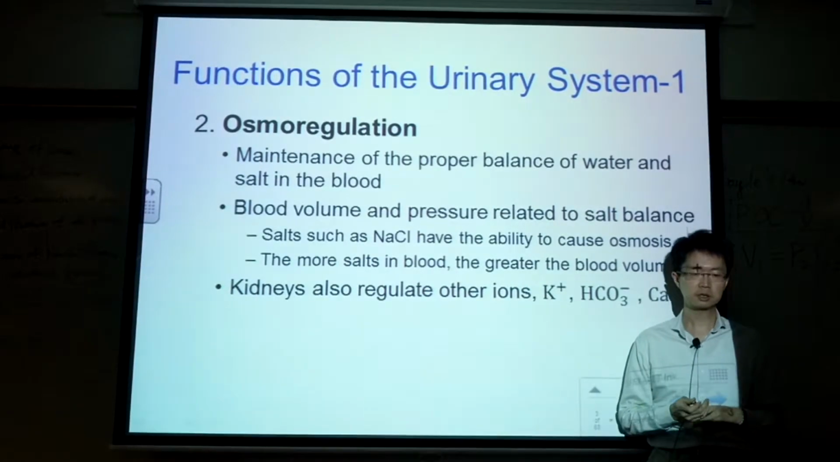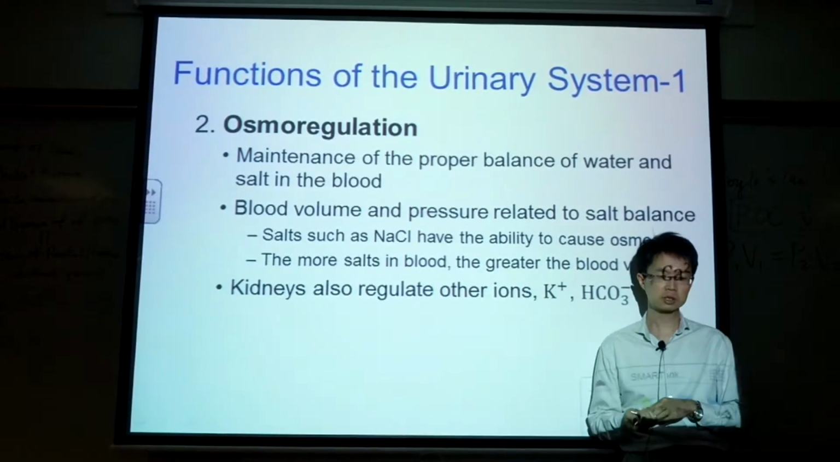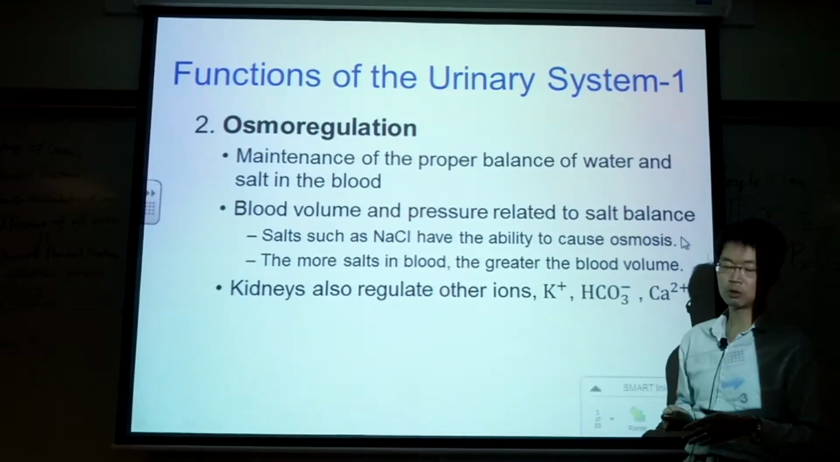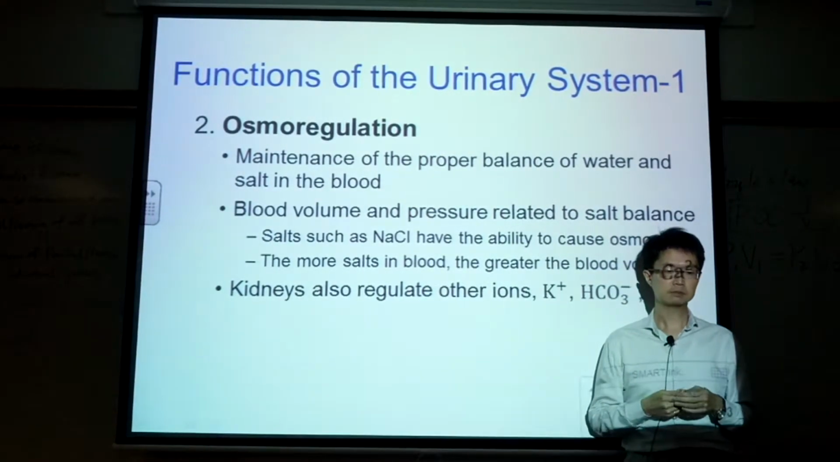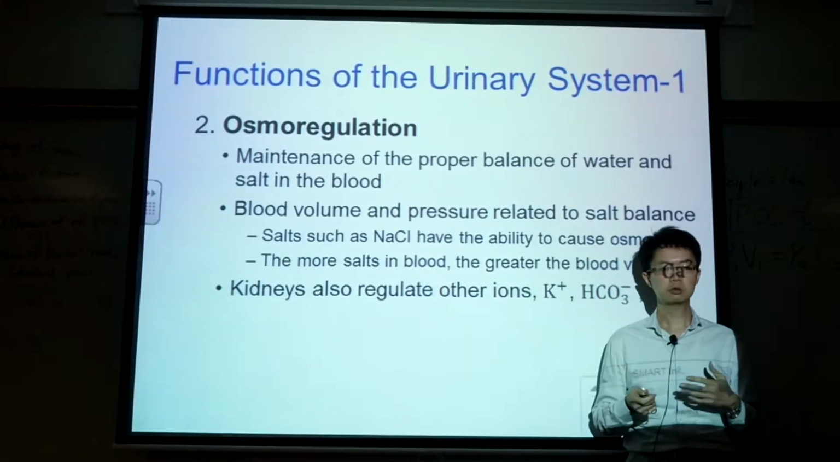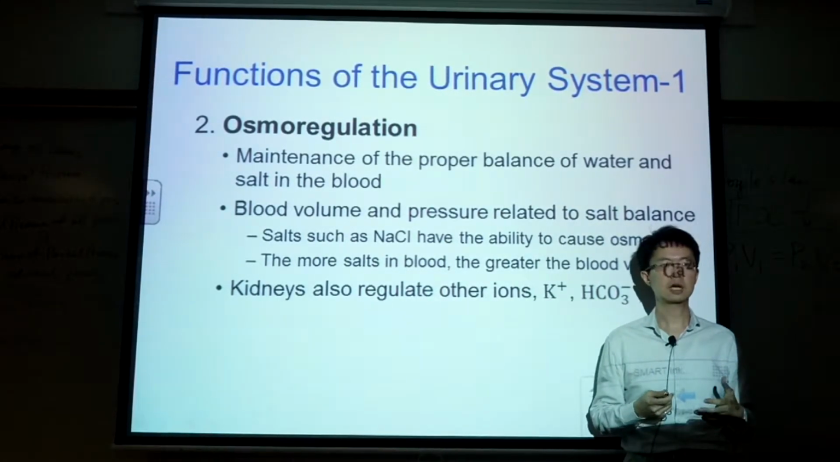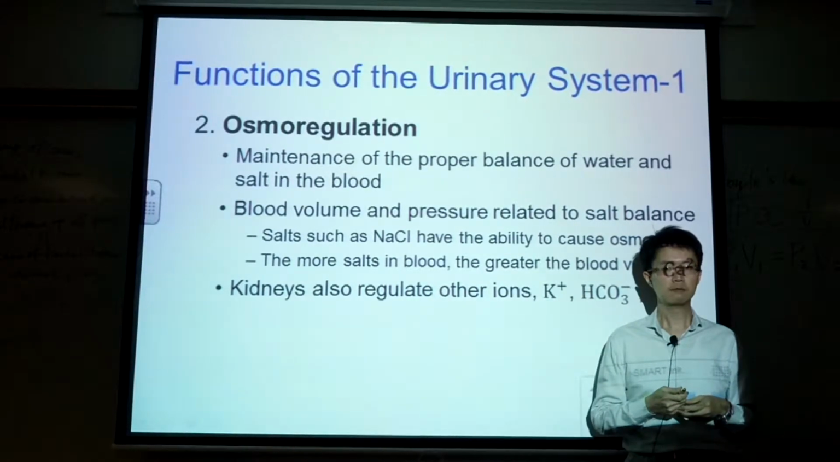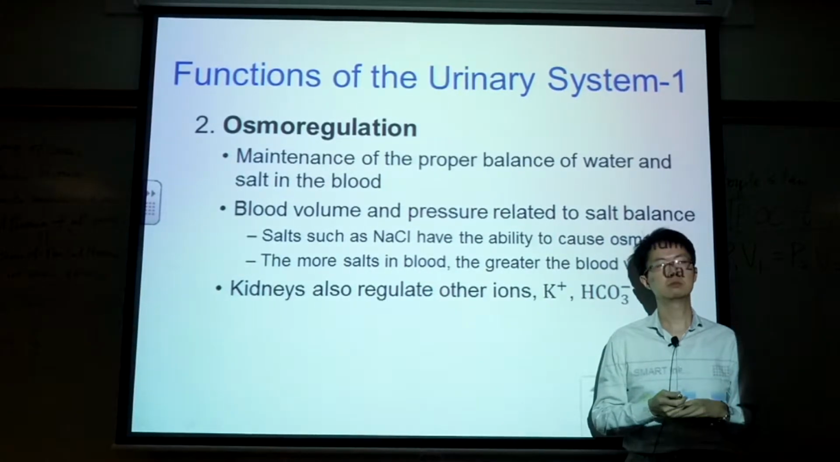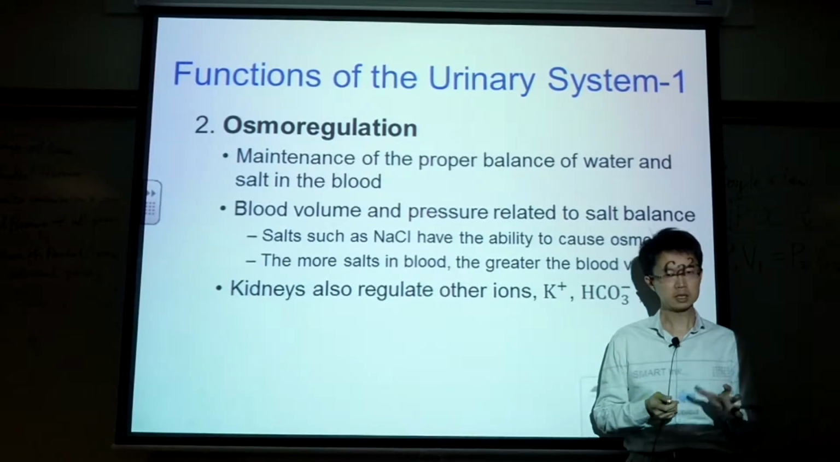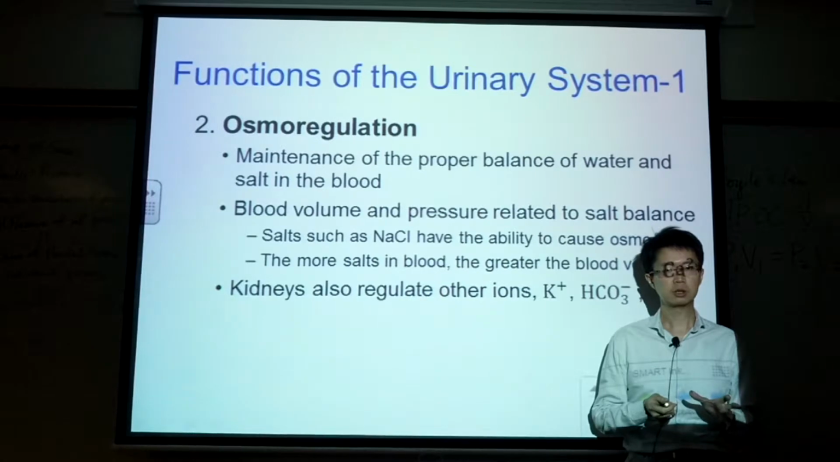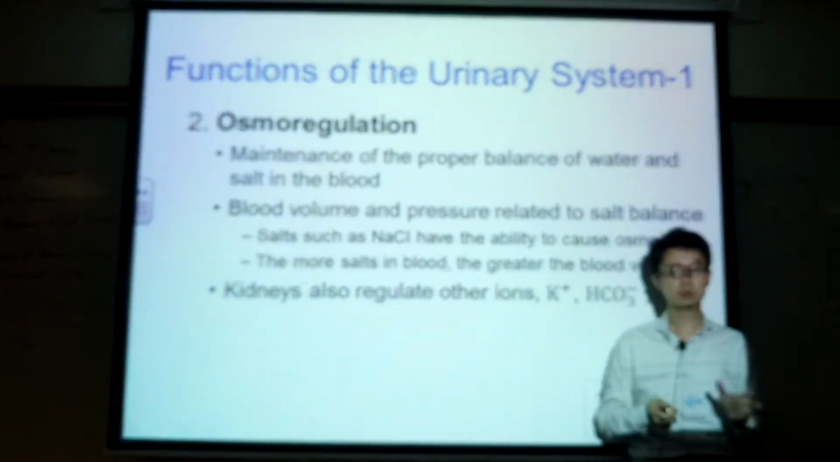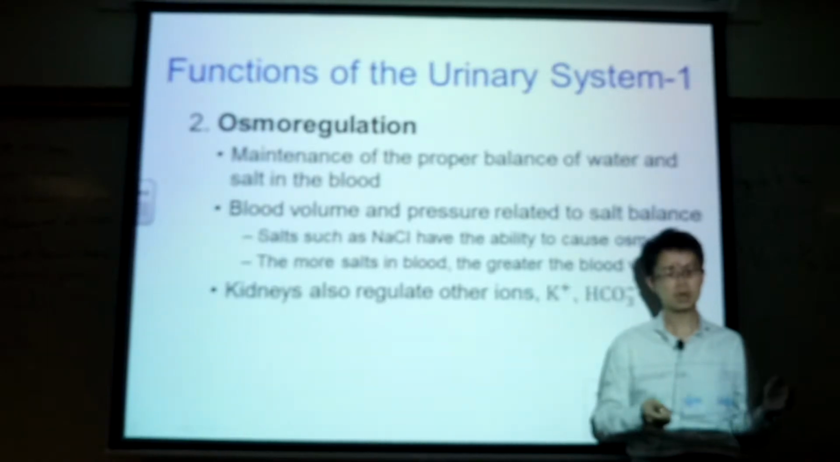The second function of the urinary system is osmoregulation. What does it mean? It's basically the balance of water and salt. When we control the volume of water inside our body, we also control the volume of blood inside our body. The major mechanism in the urinary system is that our kidney controls the absorption or excretion of salt as a way to indirectly control the absorption or secretion of water.